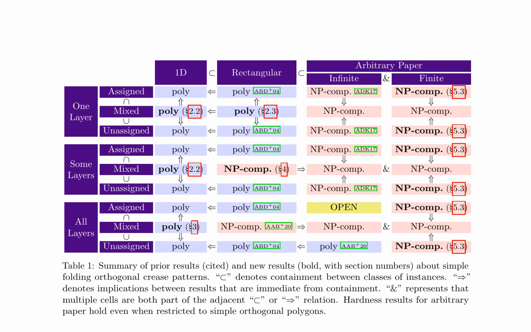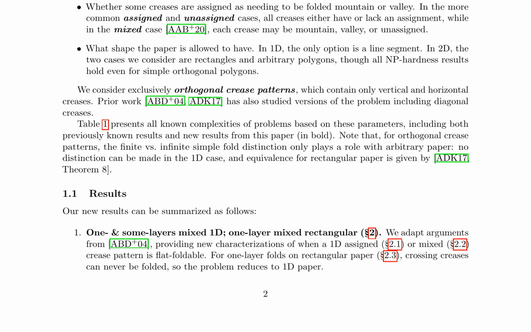The authors adapt arguments from prior work to provide novel characterizations of when a 1D assigned or mixed crease pattern is flat foldable. Specifically, they examine one and some layers mixed 1D cases, as well as one-layer mixed rectangular cases, and show that crossing creases can never be folded on rectangular paper, reducing the problem to 1D paper.